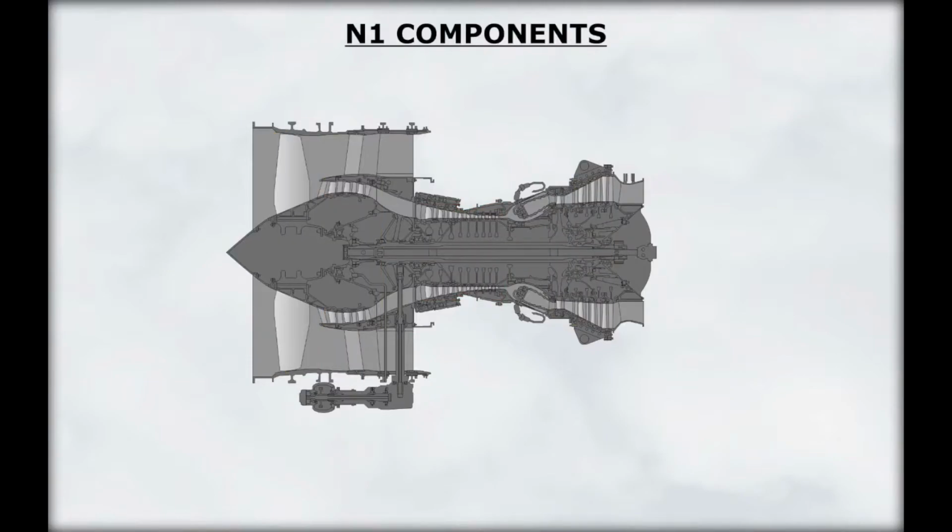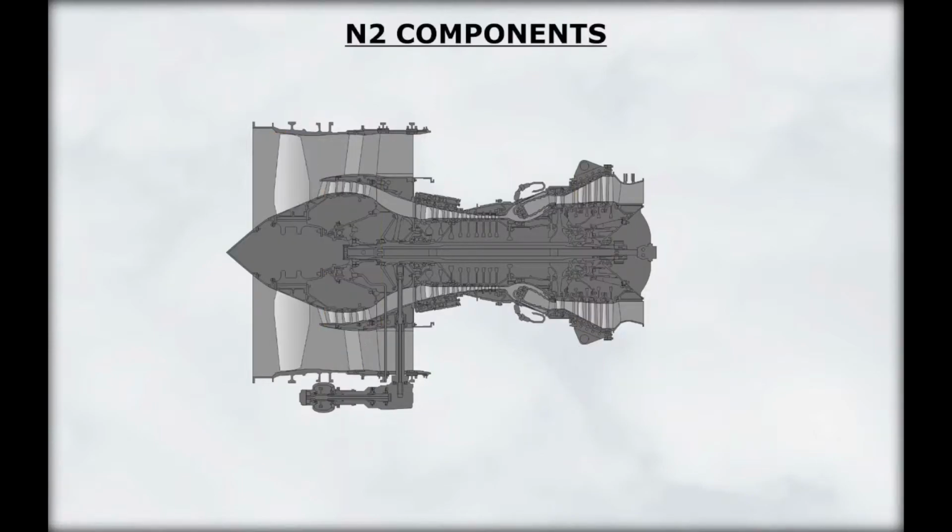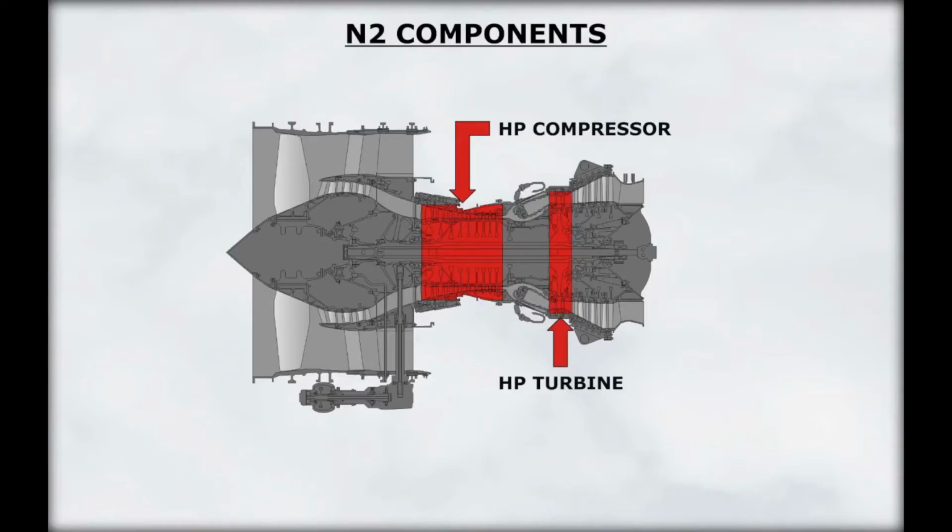The N1 rotor is made up of three main sections. The fan and a low-pressure compressor are driven by a four-stage low-pressure turbine connected by a shaft. The N2 rotor consists of a high-pressure compressor and a high-pressure turbine.